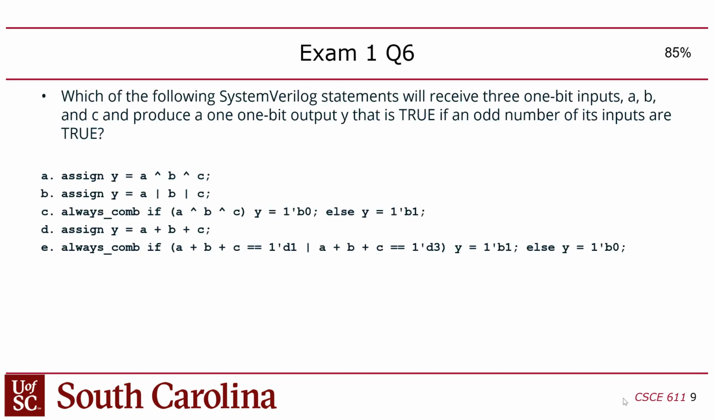Which of the following SystemVerilog statements will receive 3 1-bit inputs, A, B, and C, and produce a 1-bit output Y that's true if an odd number of its inputs are true? Yeah, this is basically similar to that. It's going to be A, yeah, the XOR.